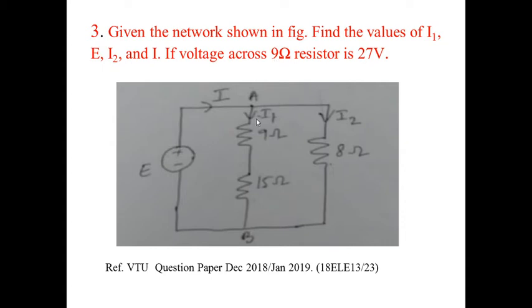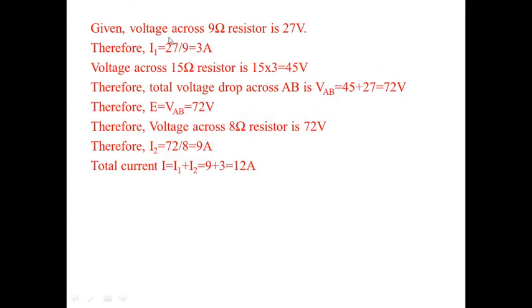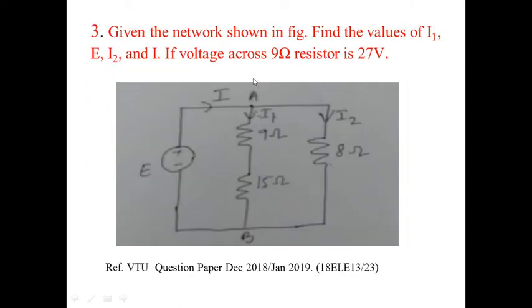So according to Ohm's law, given that the voltage across the 9 ohm resistance is 27 volts, I1 equals 27 by 9, so I1 is equal to 3 amps. Therefore, the voltage across the 15 ohm resistance, this one.